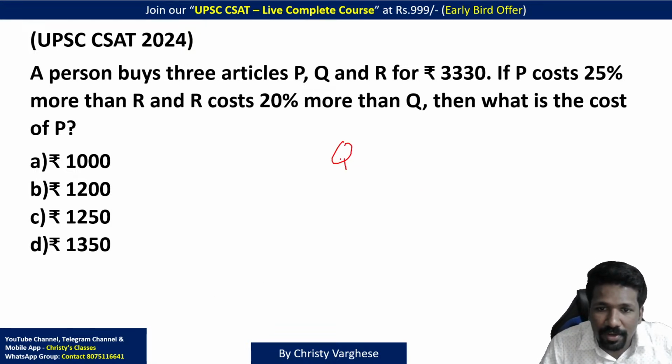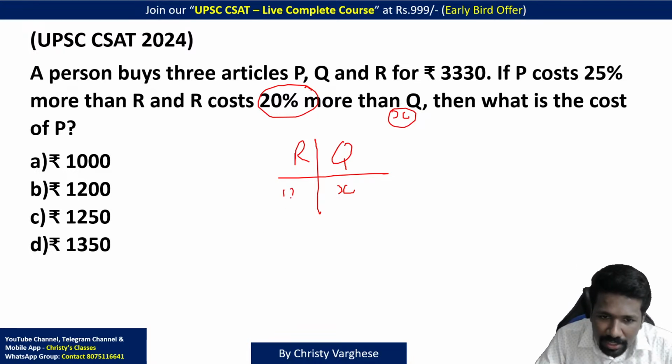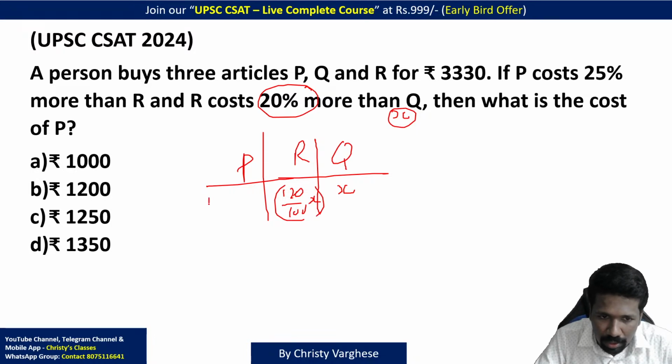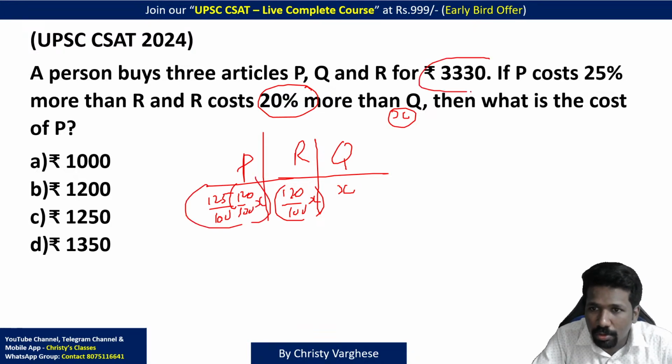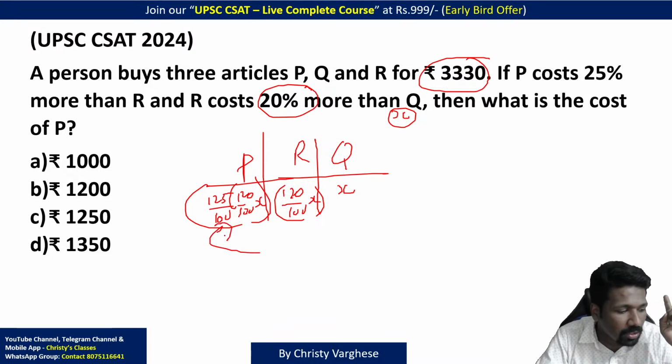So the first part you have to take Q. Let x be Q's value. R is 20% more than that, which means you have to add 100 plus 20, 120 by 100 x. That will be R. And what about P? 25% more than R means this value is 25% more. That is 125 by 100 into 120 by 100 x. You have to take all these values and add it up equal to 3330. From that you have to find the value of x, and then substitute it into this and solve it.